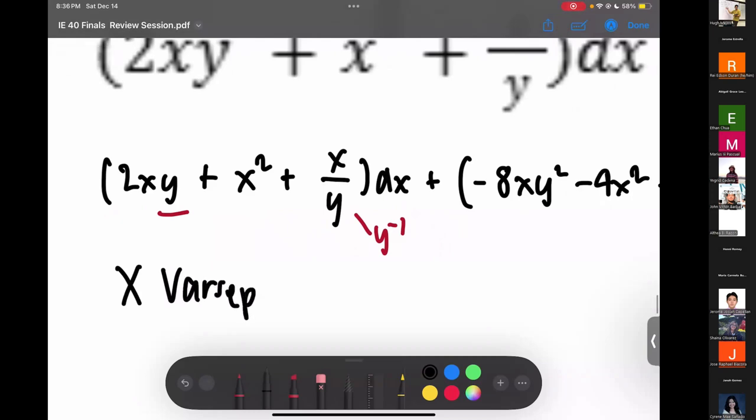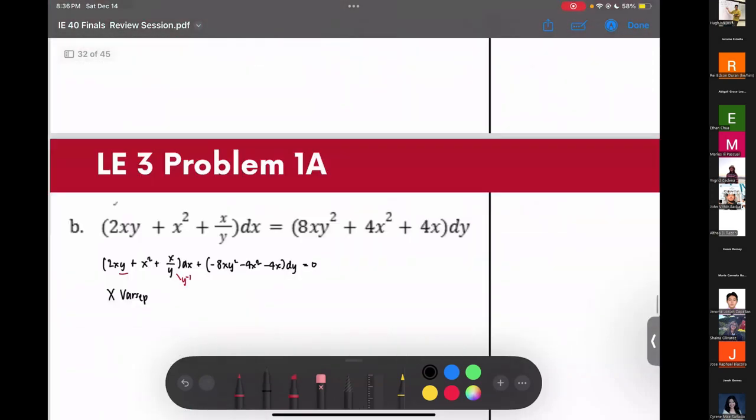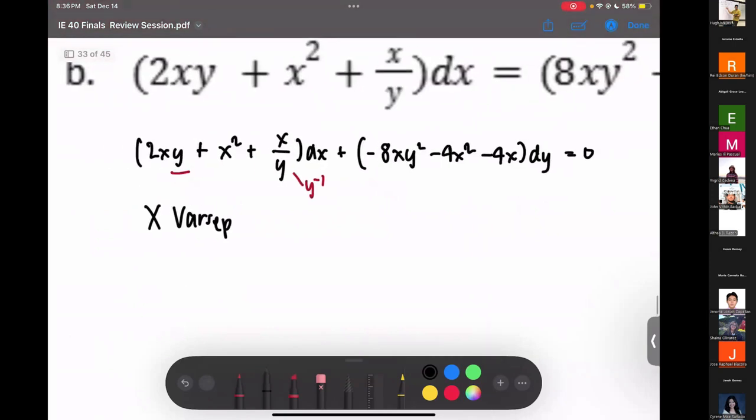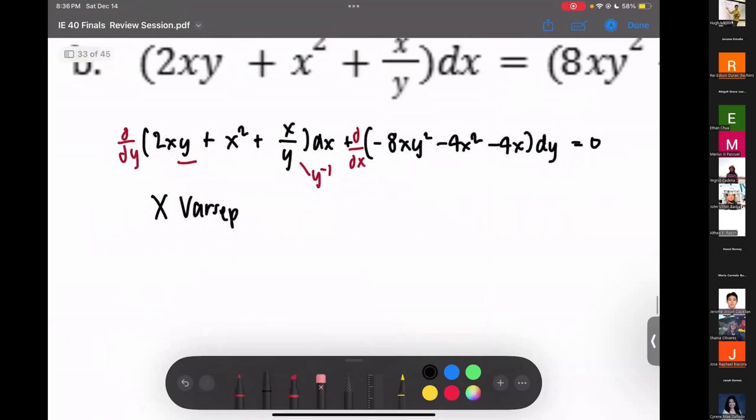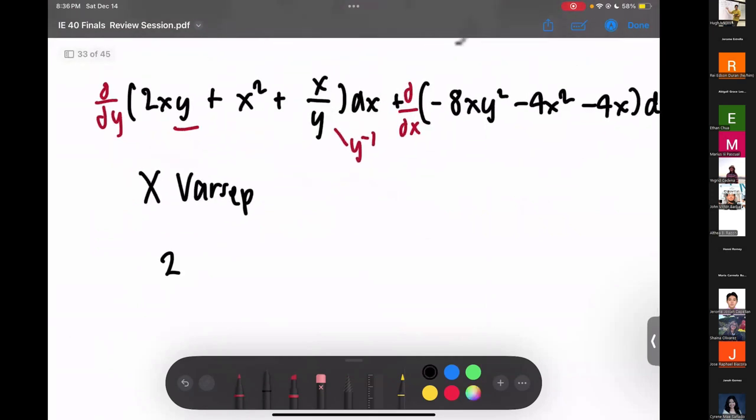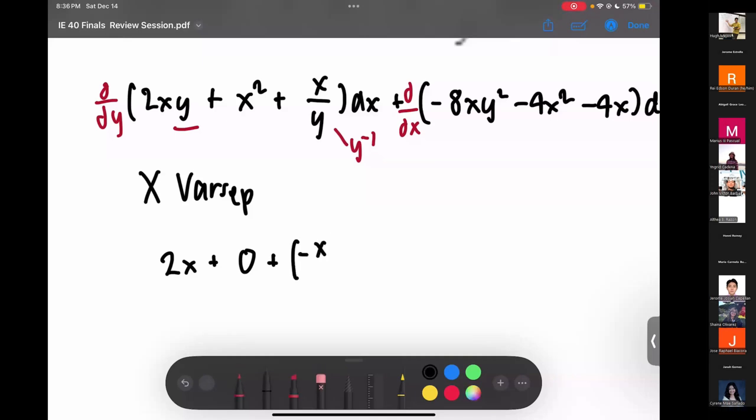So now let's try exact. Let's do the same thing as sa taas. So again, the term with dx, we will differentiate this with respect to y. And then the term with dy, we will differentiate this with respect to x. So okay, let's go. So this is 2x, this is 2x. This is 0. And then this is negative x over y squared. Yan. Dx.